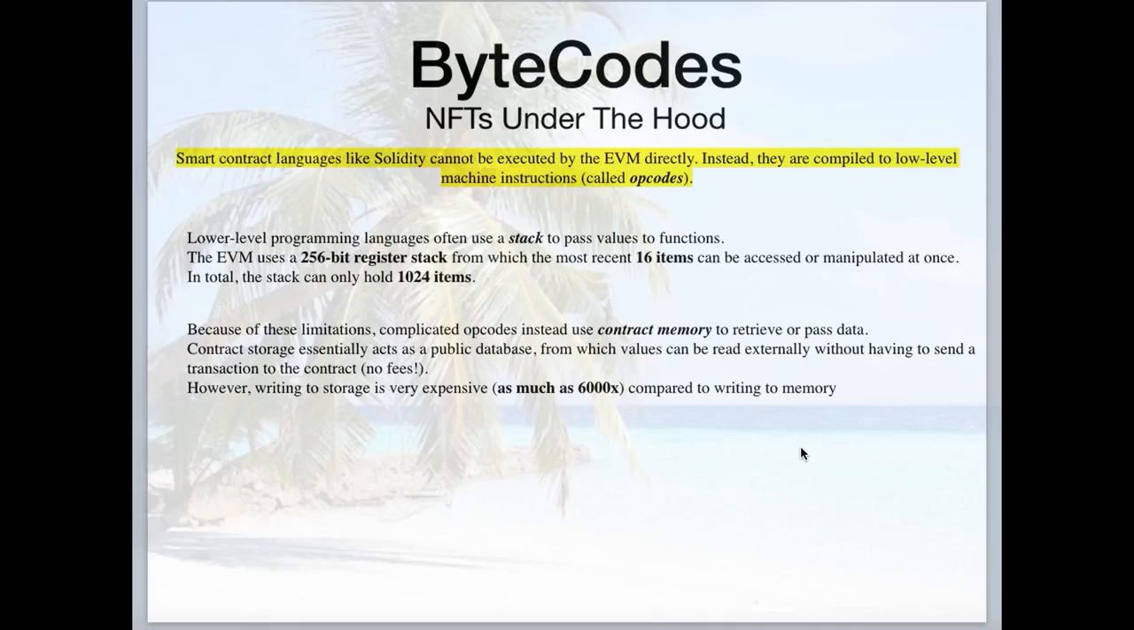So don't worry if this is your first time coding and you're totally new to bytecodes and virtual machines and working with memory and storage. The more you code, you will see these terms over and over and over again. These are fundamentals.